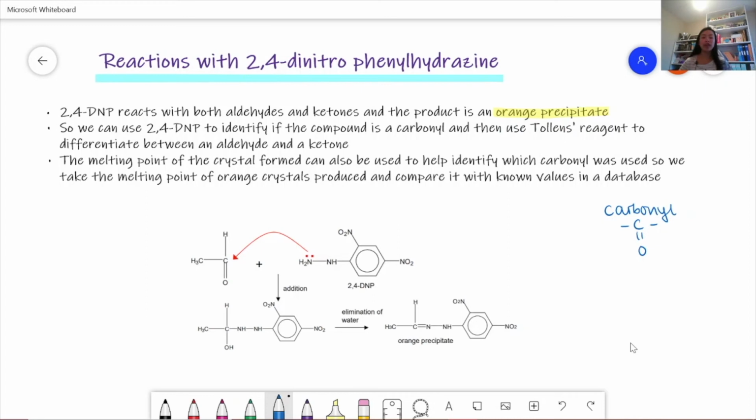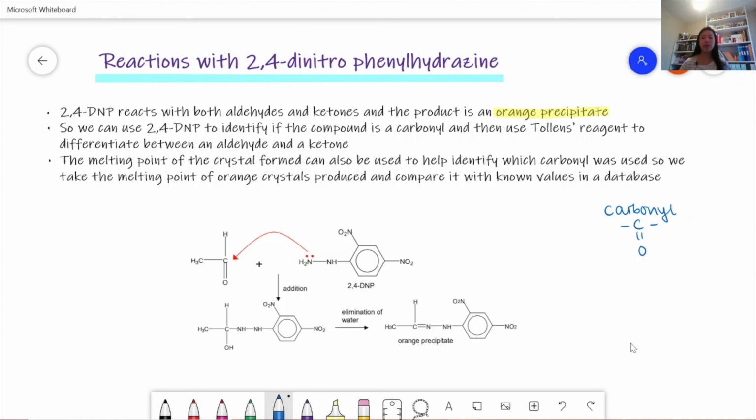After that, we can then use Tollens reagent to differentiate between an aldehyde and a ketone, because aldehydes can be oxidized further, whilst ketones can't. Aldehydes will produce the silver mirror by reducing Ag plus ions into silver, compared to ketones, which won't have any effect. The melting point of the crystal formed can also be used to help identify which carbonyl was used. We take the melting point of the orange crystals produced and compare it with known values in a database.